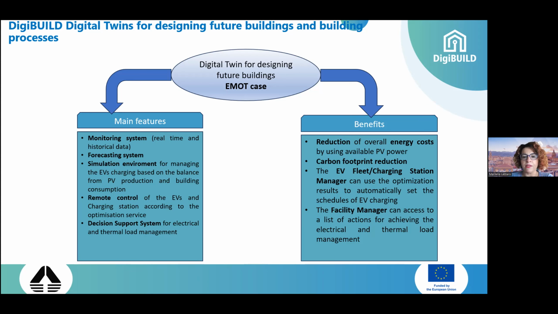So the benefits can be summarized as follows: reduction of the overall energy cost by using the energy produced through the PV, the photovoltaic system, and reduction of the carbon footprint. What about the end user? The end users in this case are the EV fleet and the charging station manager, who can use the optimization results in order to set automatically the scheduling of the EV charging, and the facility manager, who can access the list of suggested actions in order to achieve the electrical and thermal load management.